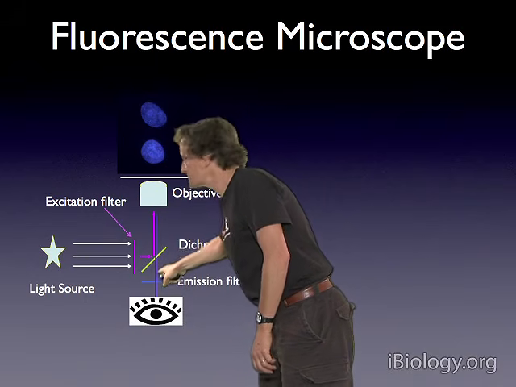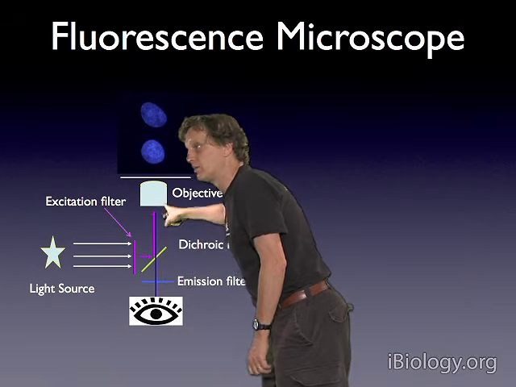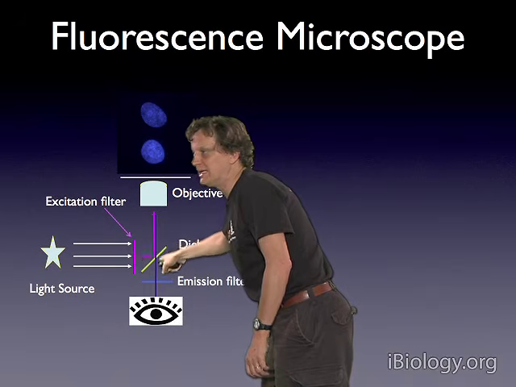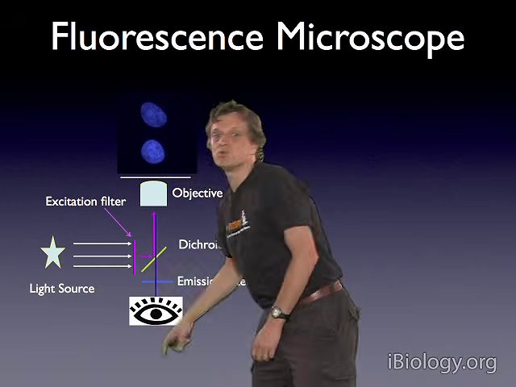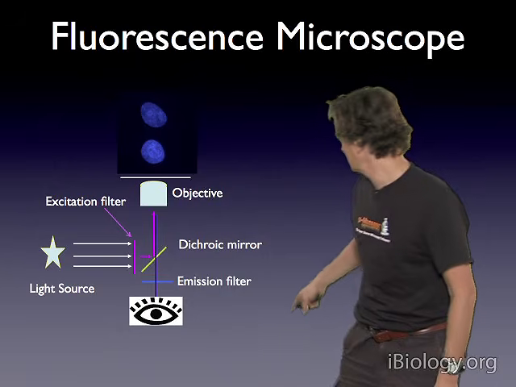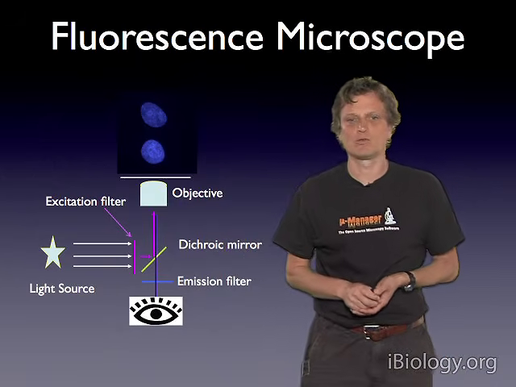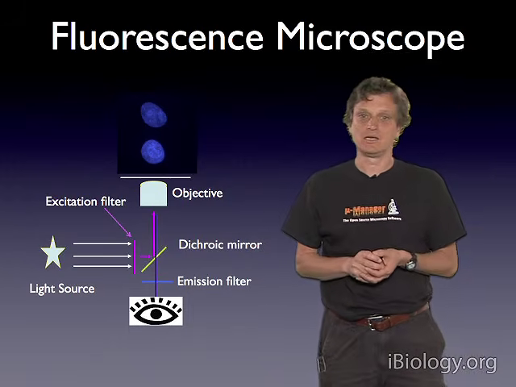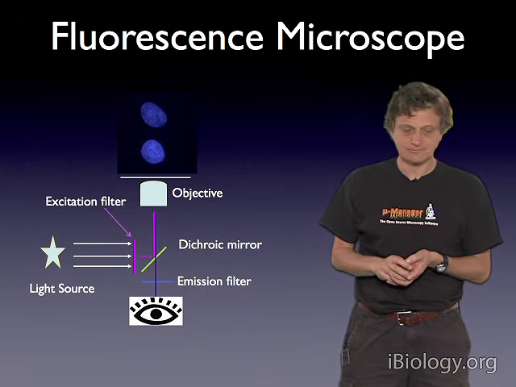It will now pass through the dichroic mirror, and then there's an emission filter that will let through the fluorescence, but that will completely block any scattered excitation light so that we will only see the fluorescence on our detector, which I symbolized here with an eye, but that could also be a CCD camera or whatnot. And so this is the simple, basic principle of a fluorescent microscope.